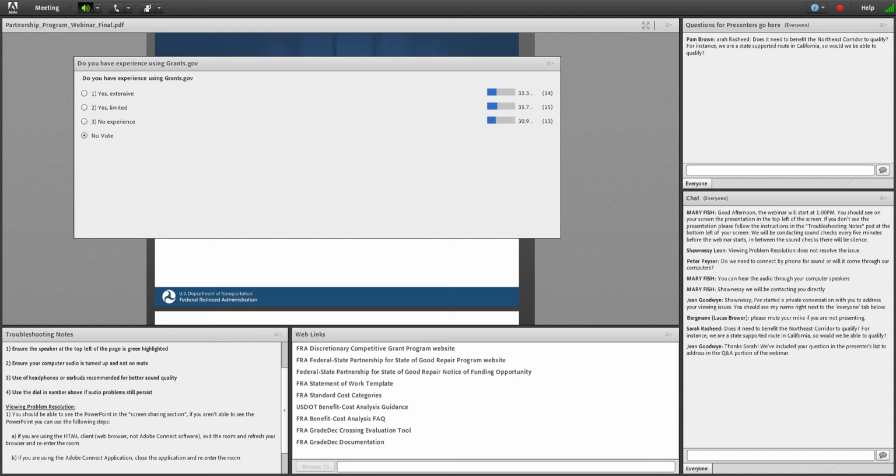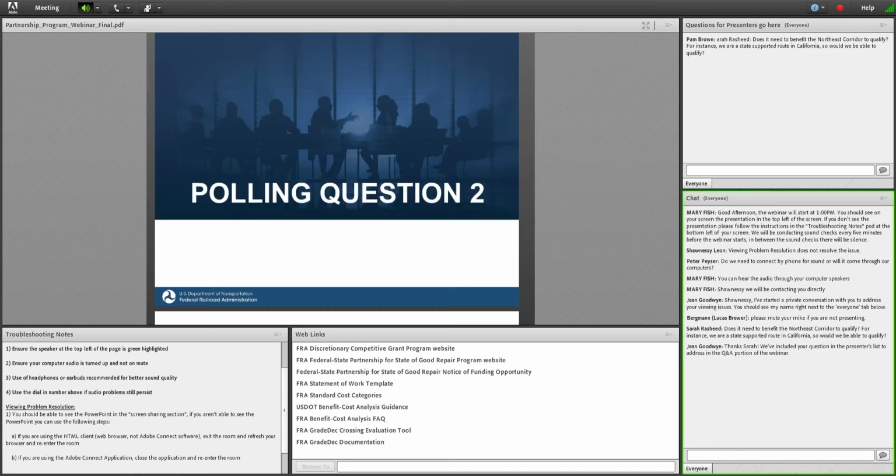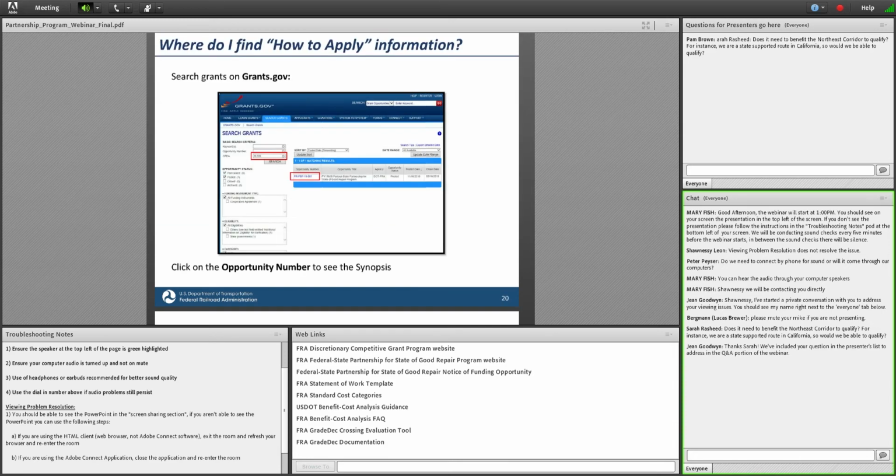Okay, so it looks like we have about a third of the folks that are very experienced using grants.gov. So this will just be a refresher for you, the next few slides that I'm going to be going over. Some folks with limited experience, again, this information you might want to pay attention to. Those with no experience, I'll be going over some of the important details that you need to ensure that you know as you look in grants.gov, but you can always give me a call if you run into any type of problem.